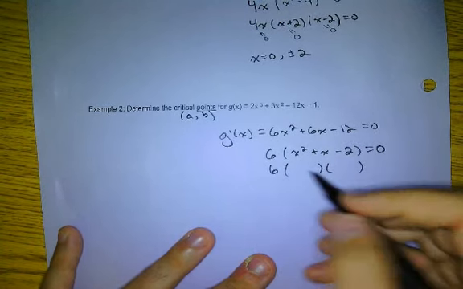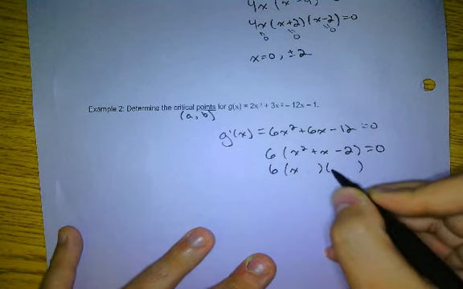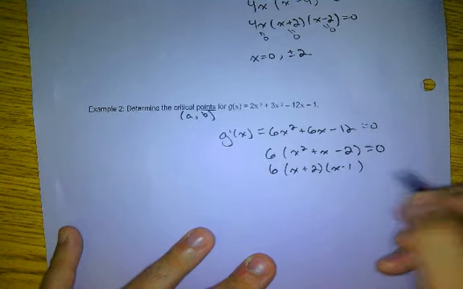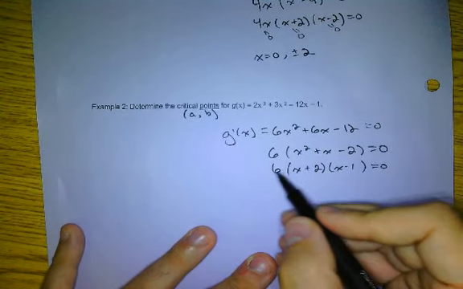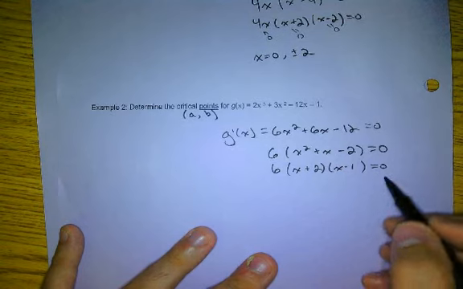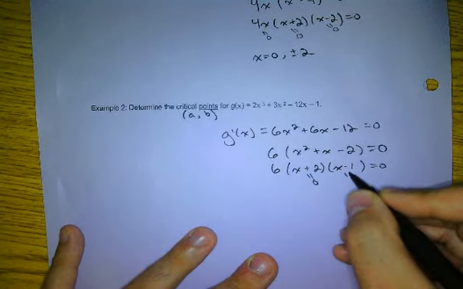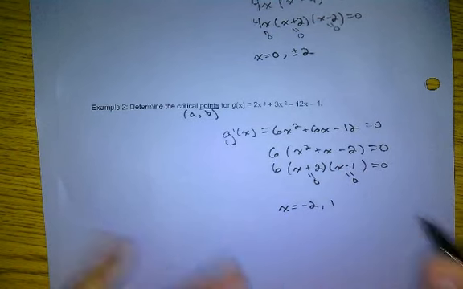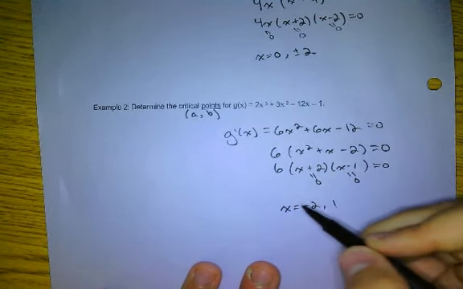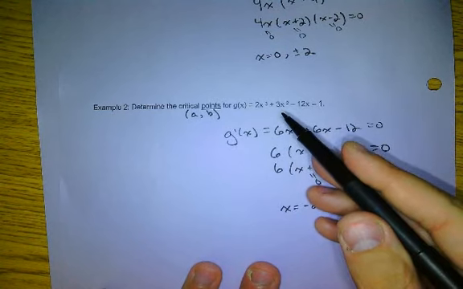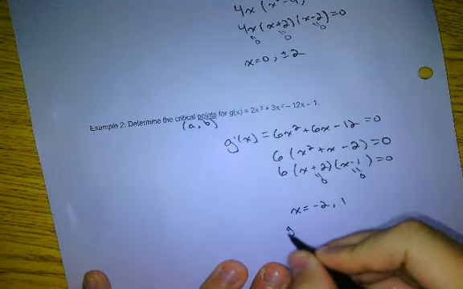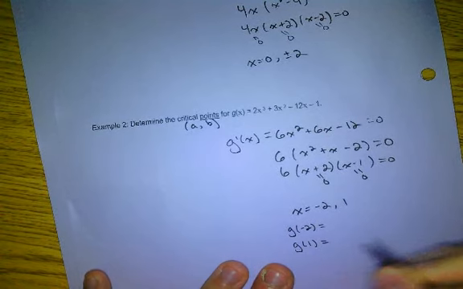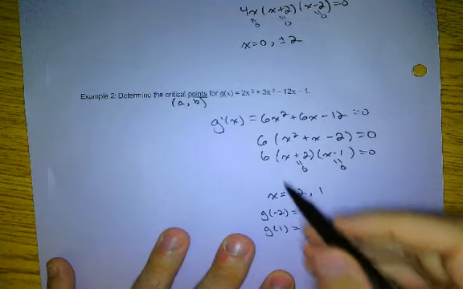And then this is going to factor further, which is going to be, let's see, I'm going to have a 2 and a 1. This is going to be a plus 2 and a minus 1. So kind of ignore that 6 because I can just divide that over and get rid of it. So set each of these equal to 0, and I'm going to get x equals negative 2 and 1. Now I need to plug these back in to get my actual points. So I need to know what g of negative 2 is and what g of 1 is. And that'll help give me my y values.